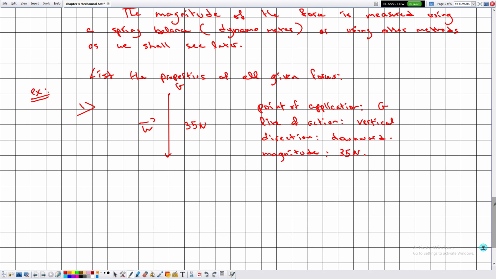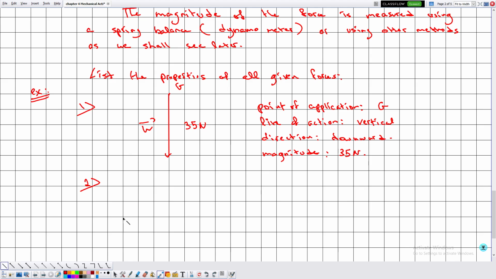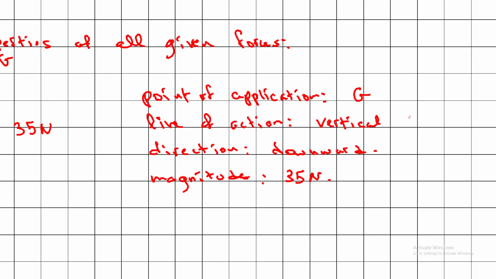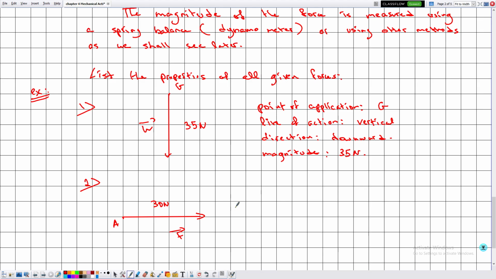Now let's move to the other example, which is example number 2. So let's consider the following force having a point of application A. The name of this force is given by F, and its magnitude is given by 30 newtons. So what are the properties of this force? Notice that here I have listed these properties in the order of PLDM. If we specify the direction before the line of action, this is considered wrong.